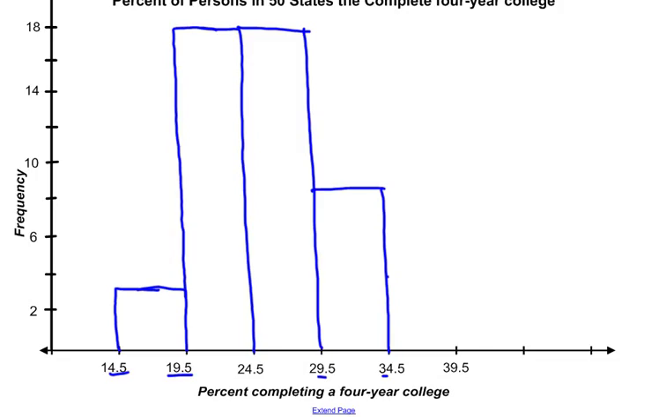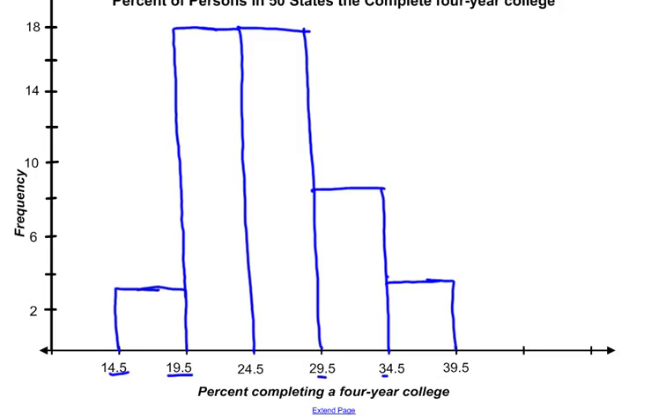So this is a fairly symmetric distribution. You can see a pretty nice balanced shape, maybe a little skewness to the right, but it's fairly symmetric, or close enough to consider it symmetric. But this is our histogram.